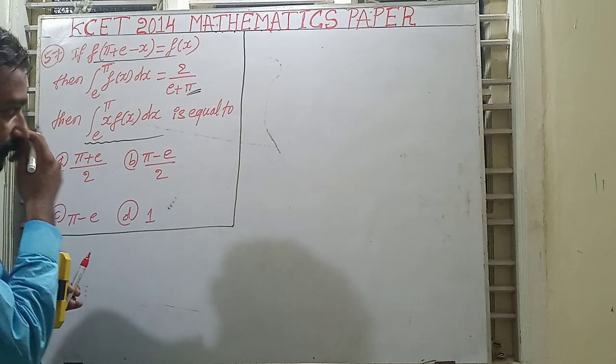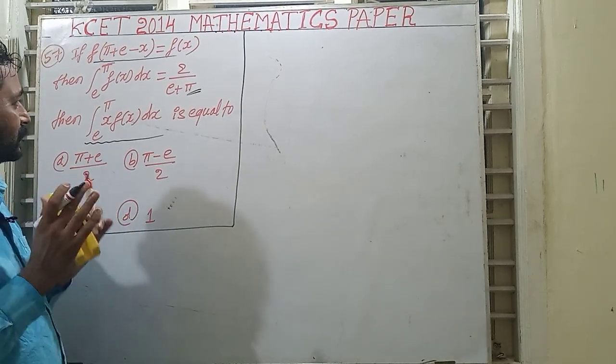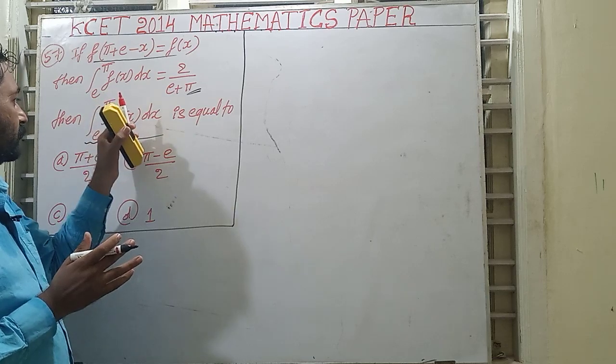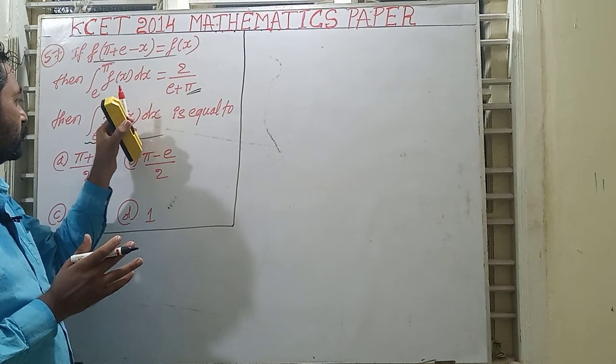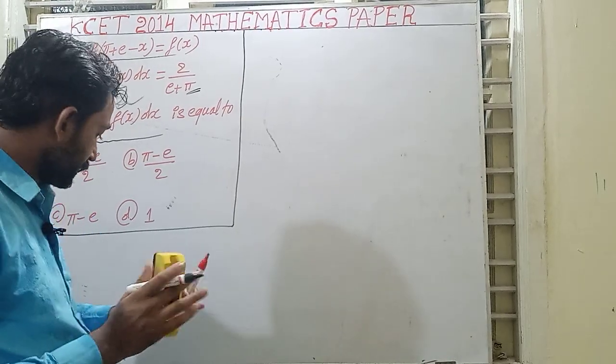So first we write down the property. One property is there. Using this property, we have to find the integration from e to pi of x into f of x dx. So what is the property? See this.